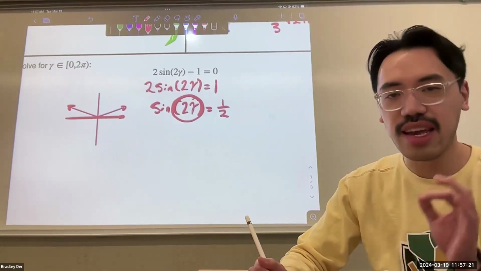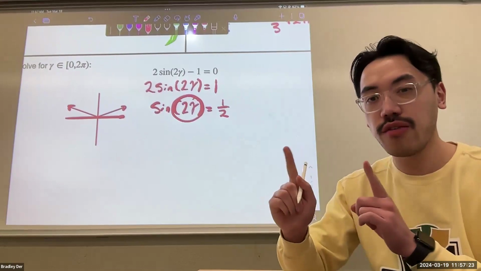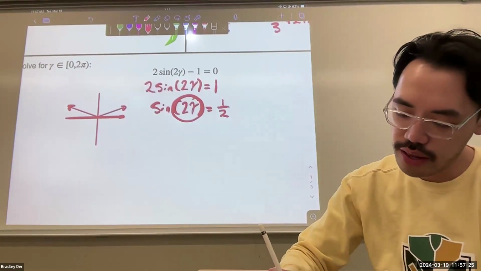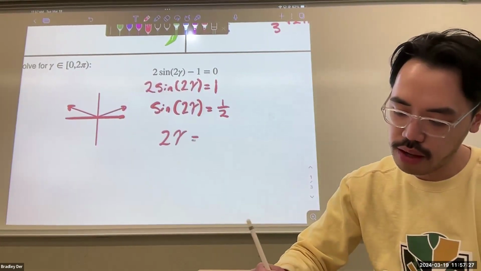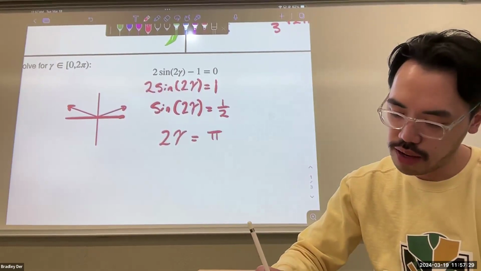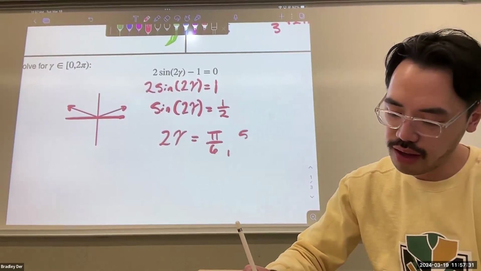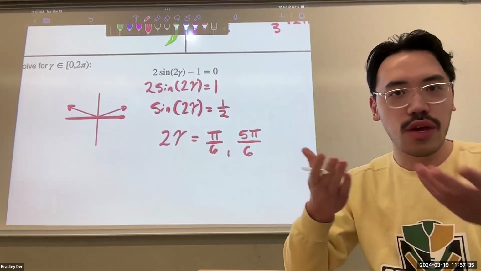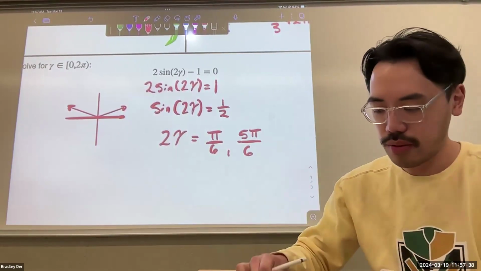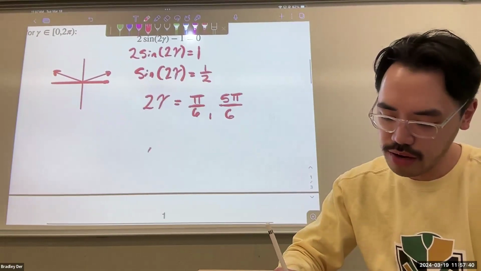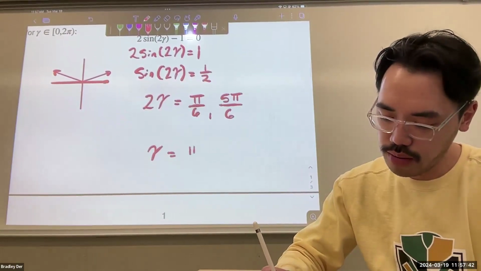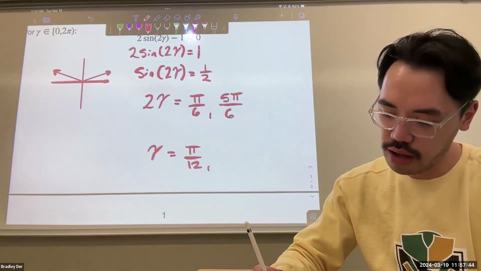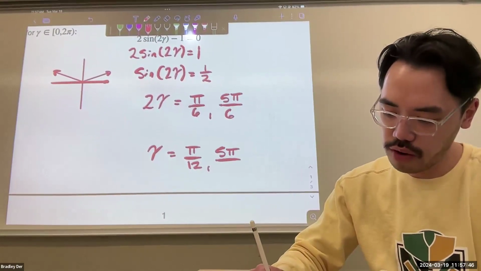But our angle here isn't gamma. Our angle for this particular trig function is 2 gamma. So I would say that 2 gamma is equal to pi over 6, comma 5 pi over 6. Right? And so then what do you think we're going to do to get to gamma? Hopefully not too big of a leap. Just say that we're going to divide by 2. Right? So pi over 12, comma 5 pi over 12.